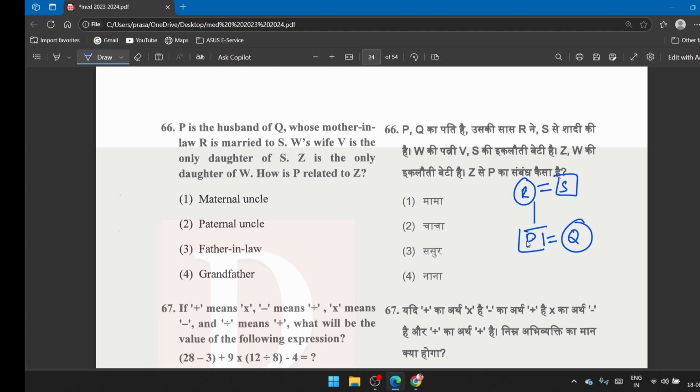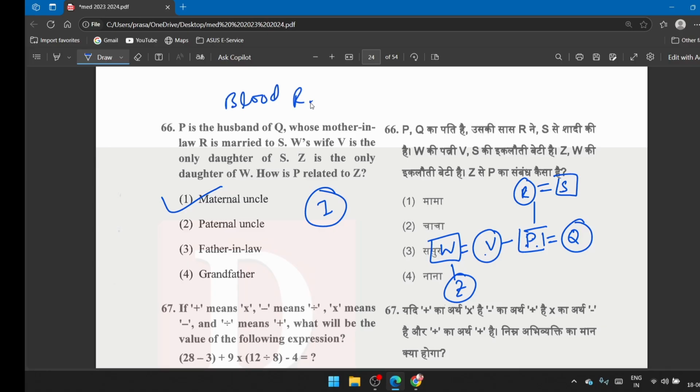S का son है P, only daughter है कौन? V. V is the wife of W. So W must be a male. Z is the only daughter of W. Now this is a family tree. How is P related to Z? मम्मी का भाई, that is maternal uncle. That means option 1. ठीक है. This is a question of blood relation or establishing relationship.